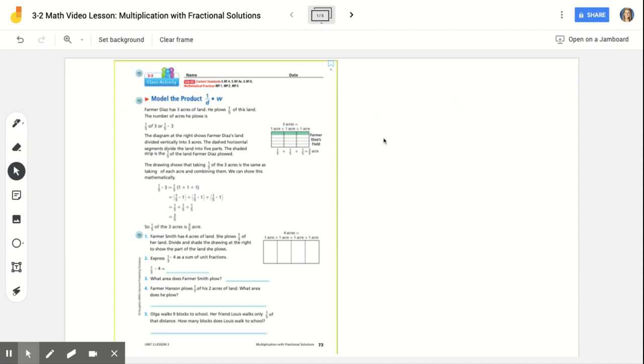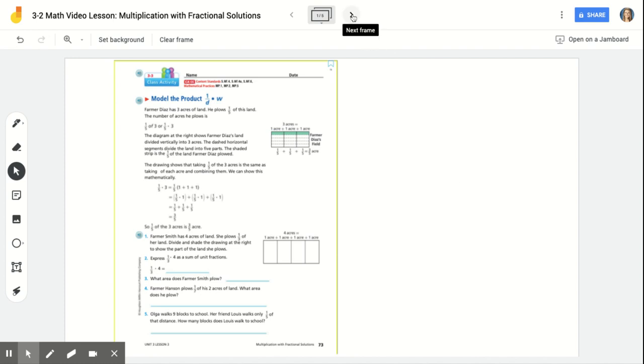This is math video lesson 3-2. And today we are going to be multiplying fractions times whole numbers to get fractions as our solutions. So for this lesson, you do need your activity book, and we're going to be working starting on page 73. And you also need your whiteboard materials and a pencil. So go ahead and gather those materials.